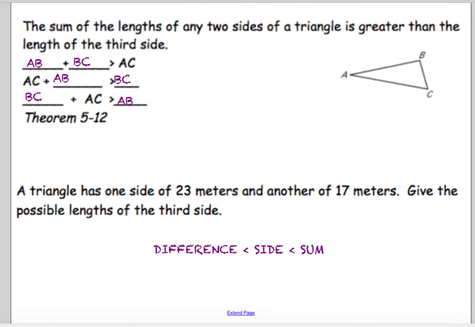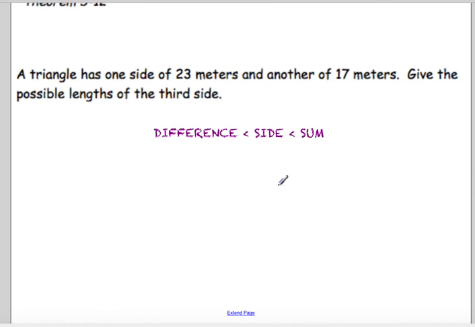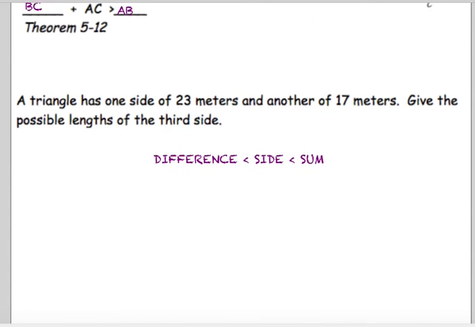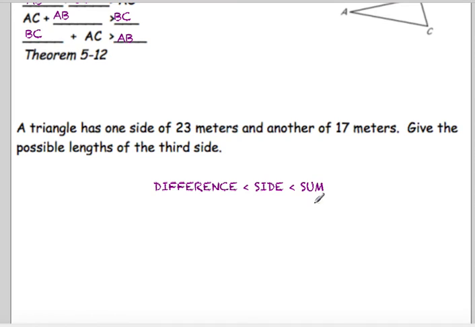And so here is a question asking what are the possible lengths of a third side when we're given two measurements. And so the side, we put that in between a low value and a high value. And it has to be, this third side must be more than the difference between the two. So if you do 23 minus 17, you get 6. And then it has to be less than if you add them together. So adding the 23 and the 17 gives us 40.